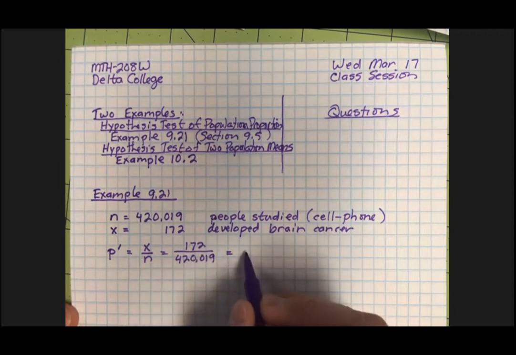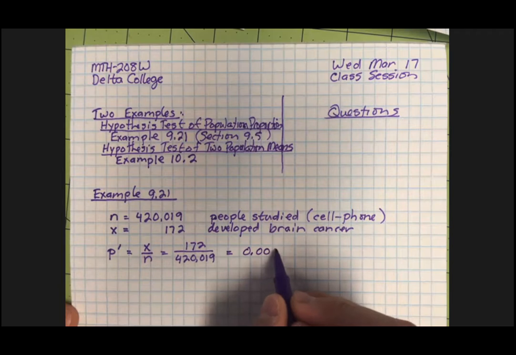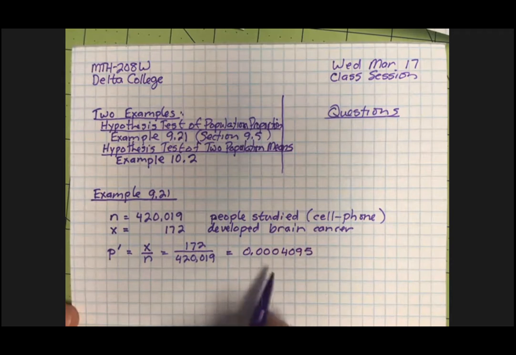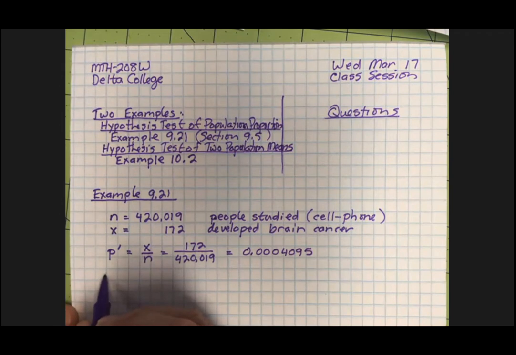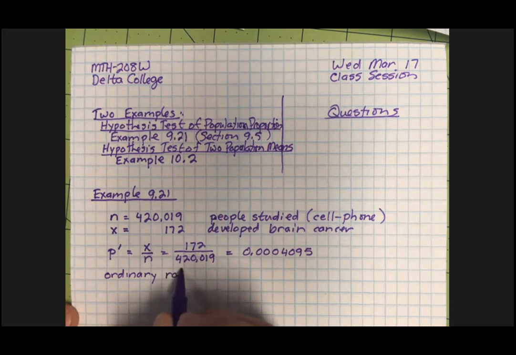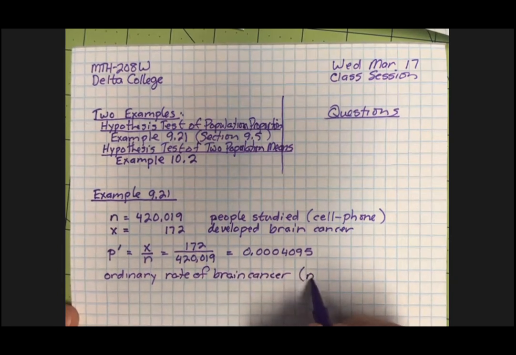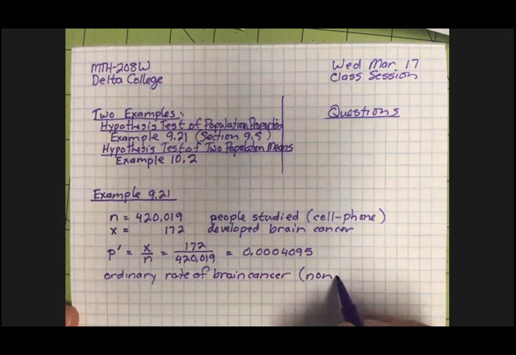Okay, so what is this number? We popped it into our calculator. We got 0.0004095. And remember how to read that. This is tenths, hundredths, thousandths. So this is about four people in 10,000. But the ordinary rate of brain cancer for non-cell phone users is slightly less.